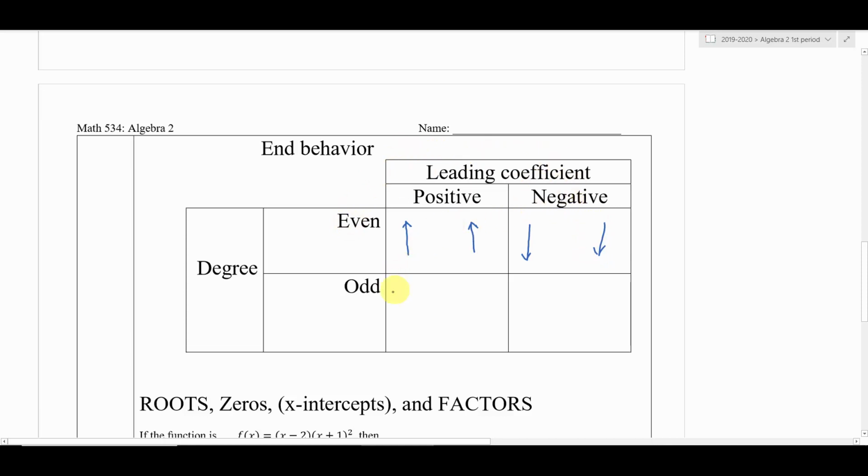Okay. When we saw an odd degree positive leading coefficient polynomial, we saw a down, up end behavior, and that'll be true of all of them. And then when we saw a polynomial that was odd with a negative leading coefficient, that created an up, down end behavior. Okay, and that'll be true for all polynomials that are odd and negative.